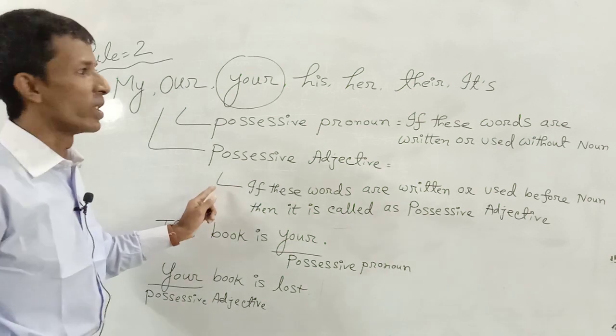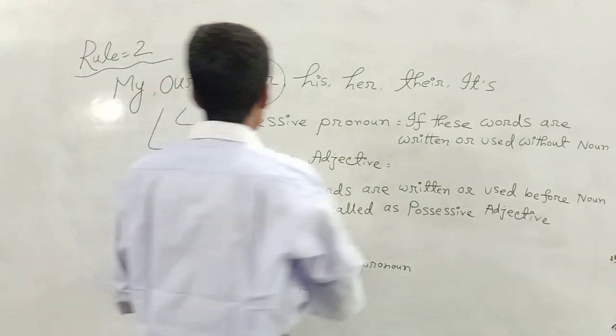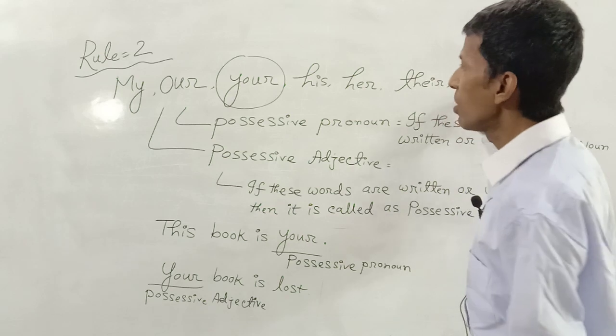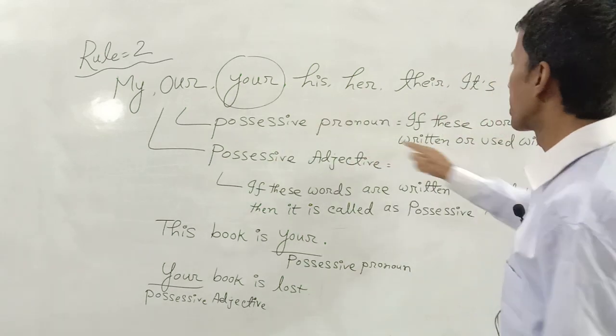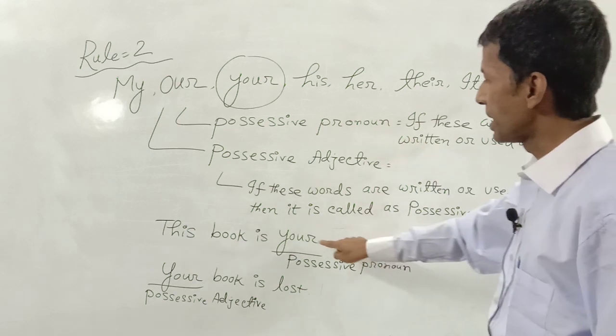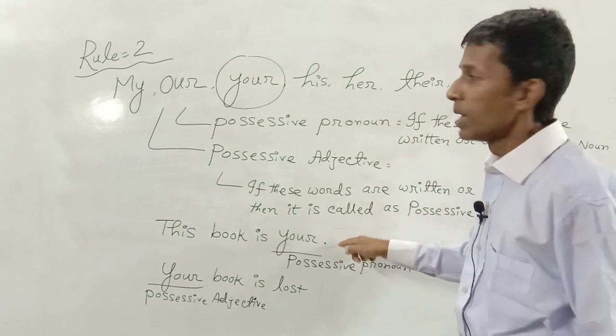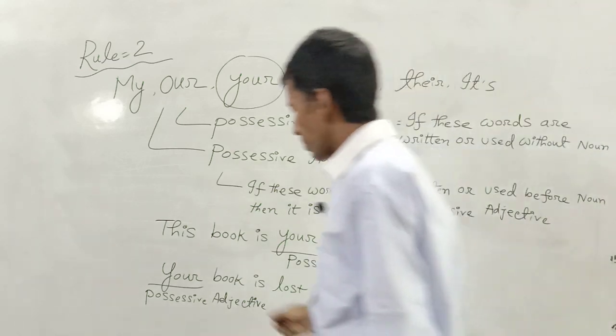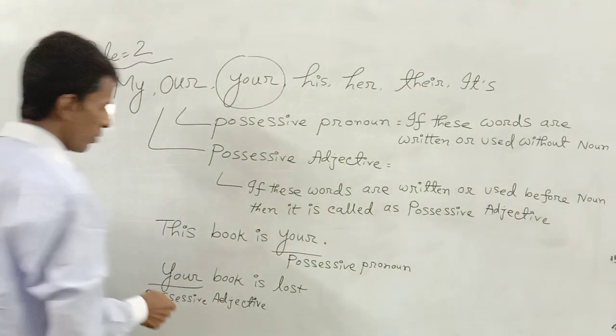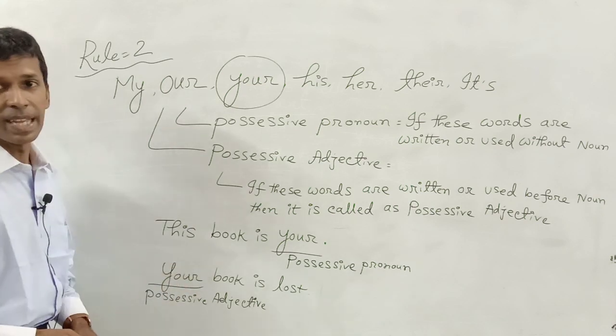Now look at the rule. My, our, your, his, her, their, its. All of these words must be called or used as possessive pronoun if it is written without taking any noun. But if the same words are written before the noun, then it will also be called as possessive adjective.